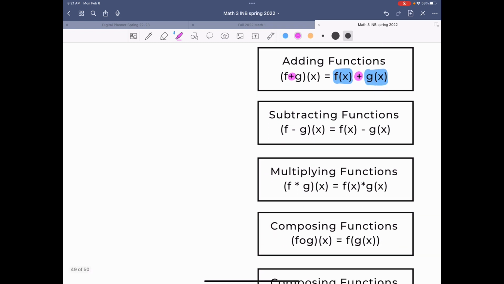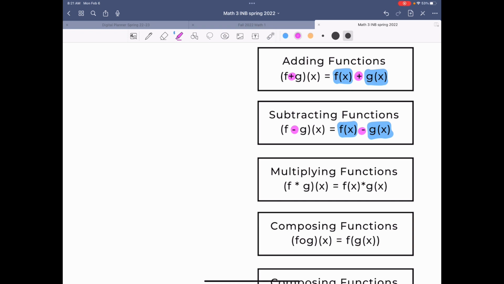Okay? Same thing with subtraction. This one says f minus g. That means that you're going to take the f function and the g function and you're going to subtract them. Now the subtraction you're going to have to be very careful with, and we're going to talk about it, because you're basically going to be subtracting the whole g function, not just one piece of the g function.